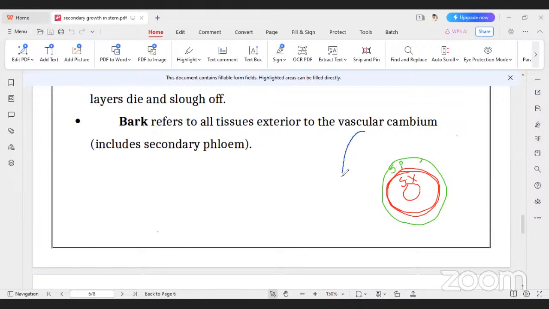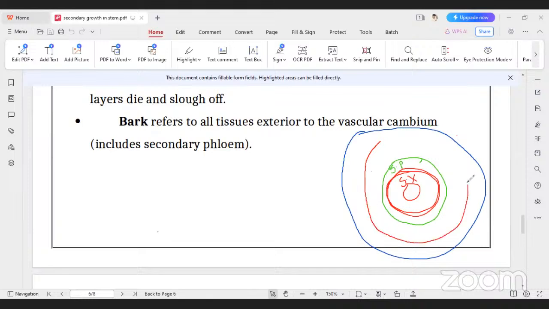Outside the steel, what happened? Outside the steel, the same: take a cambium ring in the cortex. Cortex cells altogether form a cambium ring, the red color ring. This is the cork cambium ring.